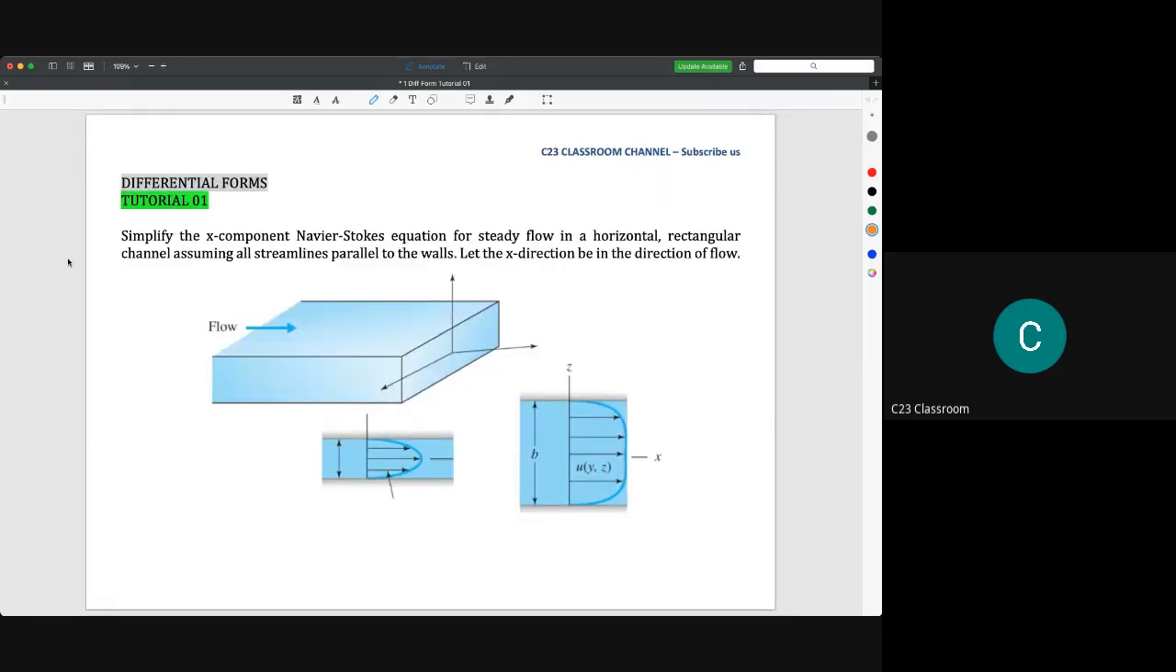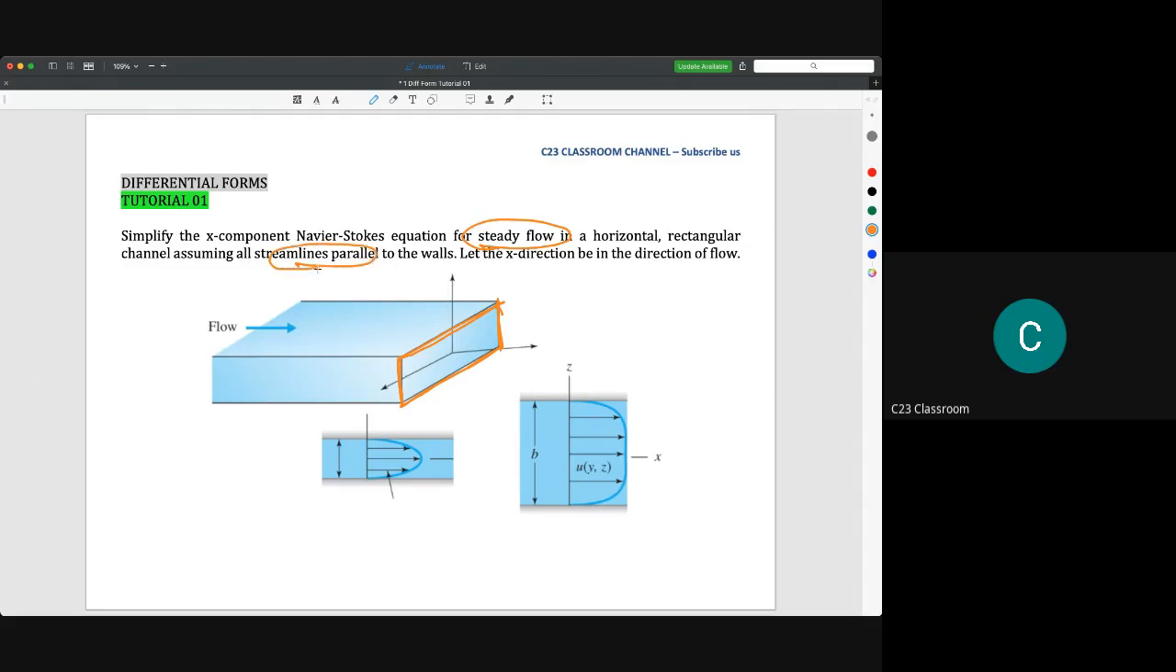For example, we have to simplify the x-component Navier-Stokes equation for steady flow in a horizontal rectangular channel, assuming all streamlines are parallel to the wall. Let the x direction be in the direction of flow. So, for example, we have a rectangular pipe, a rectangular duct like this. And according to the question, the flow is steady, and the streamlines are parallel to the wall.